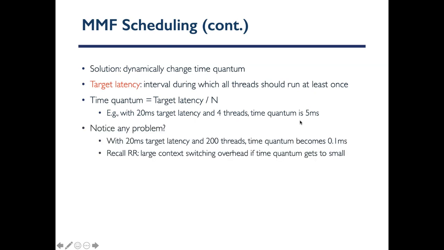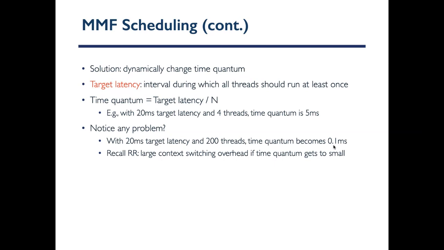Now there is a problem with this, and the problem is, what if the number of tasks increases dramatically? Let's say my target latency is 20 milliseconds, but now I have 200 threads in my system. If I do the math, then my time quantum should be 0.1 millisecond. Now there is a problem with this time quantum because it's very close to the context switching overhead. If you remember when we talked about the context switching overhead, we said that it should be close to 1% of your time quantum. This is almost equal to your time quantum. So this is bad.